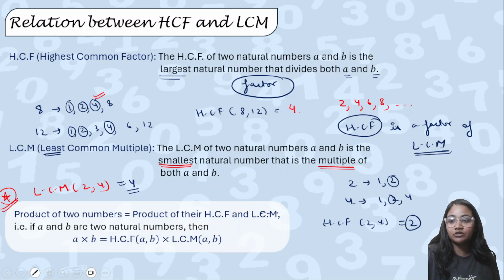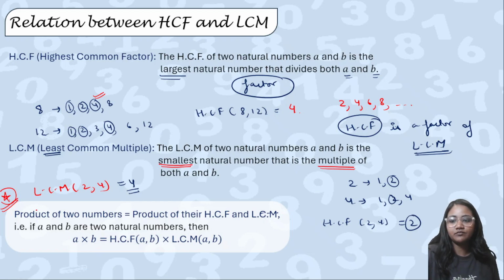Okay. So the product of two numbers, if I take the two numbers as 2 and 4, I've got their LCM as 4 and their HCF as 2. So product of two numbers is 2 into 4 is equal to 2 into 4. Can you see it is verified? Yes. I hope it is clear. So this is a very important relation, the relation between HCF and LCM and the numbers.